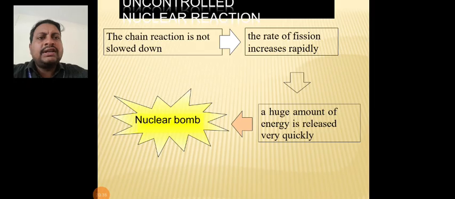Moderator. If the chain reaction is not slowed down by using control rods, the rate of fission increases rapidly. A huge amount of energy is released very quickly, so it becomes a nuclear bomb. That is why we use control rods.